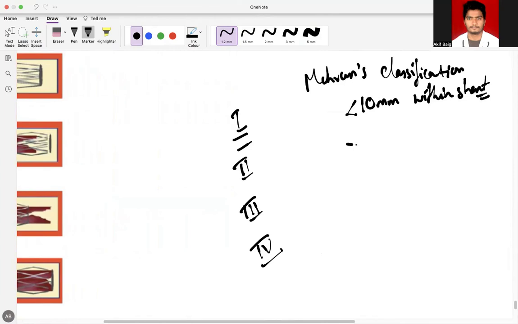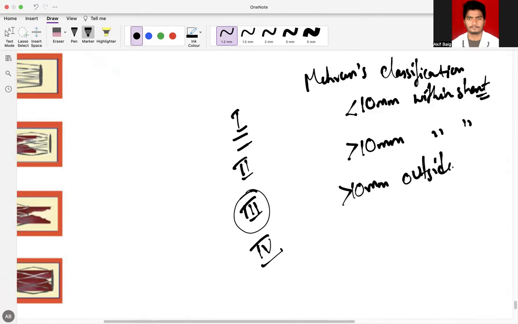Grade 2 is more than 10 millimeters, but everything is within the stent only. There is no stenosis outside of the stent. Grade 3 is defined as more than 10 mm and outside the stent as well. Grade 4 is total occlusive, that means the stenosis has completely occluded the vessel. It's called grade 4.